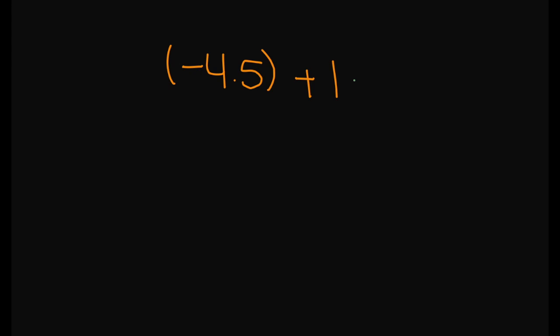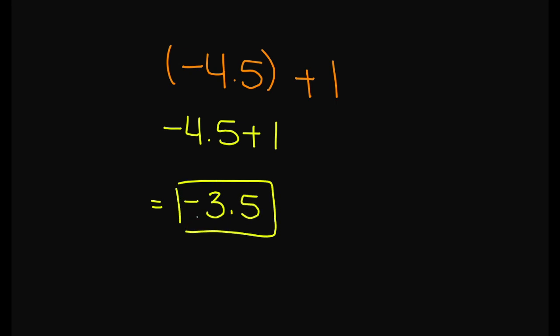Let's look at this example here, negative 4.5 plus 1. So we have negative 4.5 plus 1. This is going to equal a negative 3.5 as our answer. So your final answer here is negative 3.5. However, if you were to write this out, so 4.5 minus 1, 5 minus 0 is 5. You're going to bring your decimal down here, and then you have 4 minus 1. This is going to be 3. So your answer here is 3.5. However, do not forget to include your negative. So it's negative 3.5.